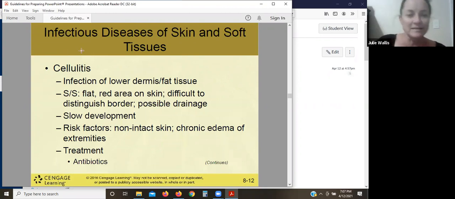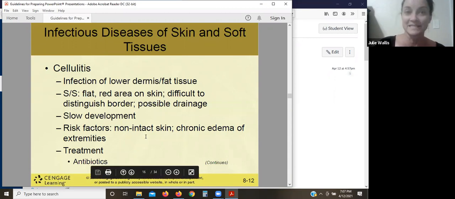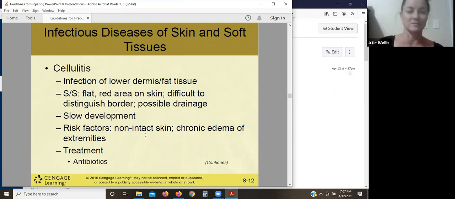Okay, cellulitis is an infection of the lower dermis and the fat tissue that is below that. Signs and symptoms are flat red area on the skin, difficult to distinguish border, possible drainage. They usually have slow development. Risk factors, non-intact skin. Remember we talked about the fact that most pathogens cannot penetrate the skin, so there's some type of breach in the skin. Chronic edema of the extremities, constant swelling in the extremities with extra fluid, can cause infections to be more common also. Treatment is antibiotics.